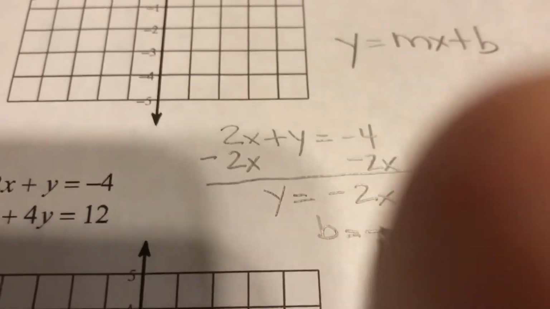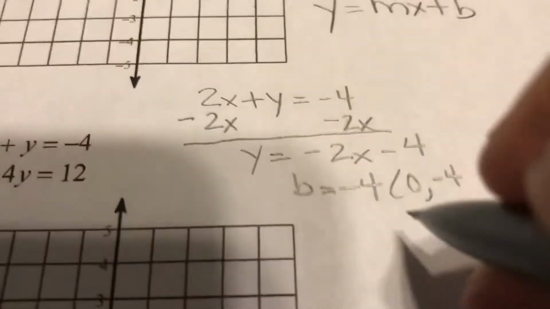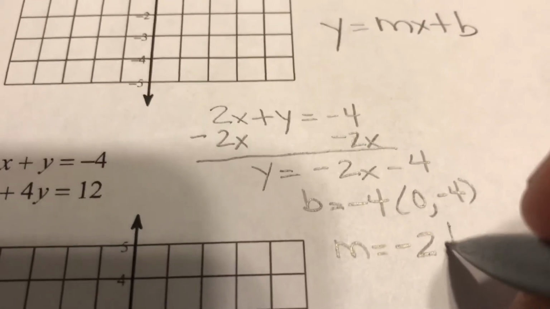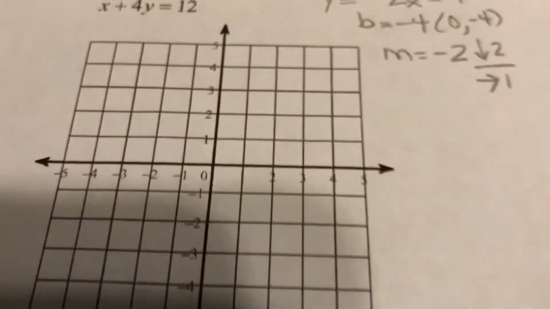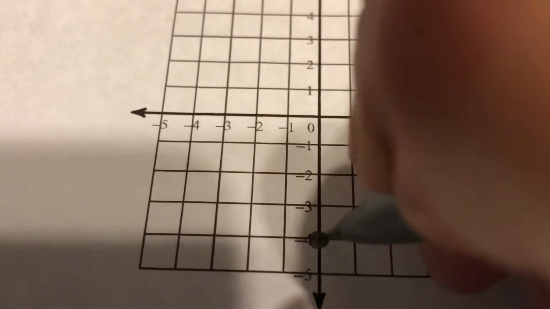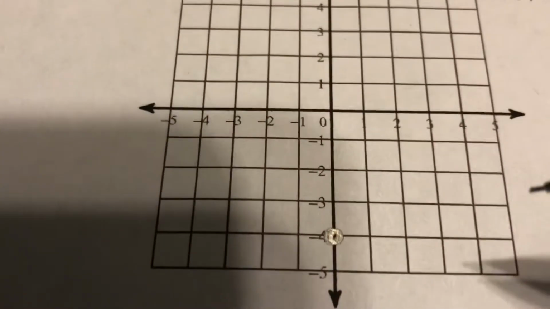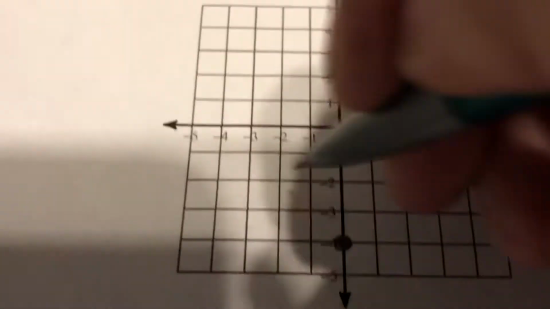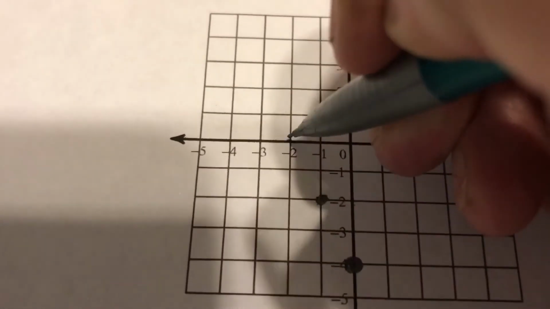My b is negative 4, so I know that I am going to have a point at 0, negative 4. My slope is negative 2, so I know that I'm going to be moving down 2 and right 1. So I'm going to go ahead and graph those values. And I'm going to have 0, negative 4 right here. And then I can't go down 2 because I'll be out of room on my graph, so I'm going to work backwards. So instead of going down 2, I'm going to go up 2, and instead of going right 1, I'm going to go left 1. Kind of like we're rewinding it. And I'm going to go up 2, left 1.